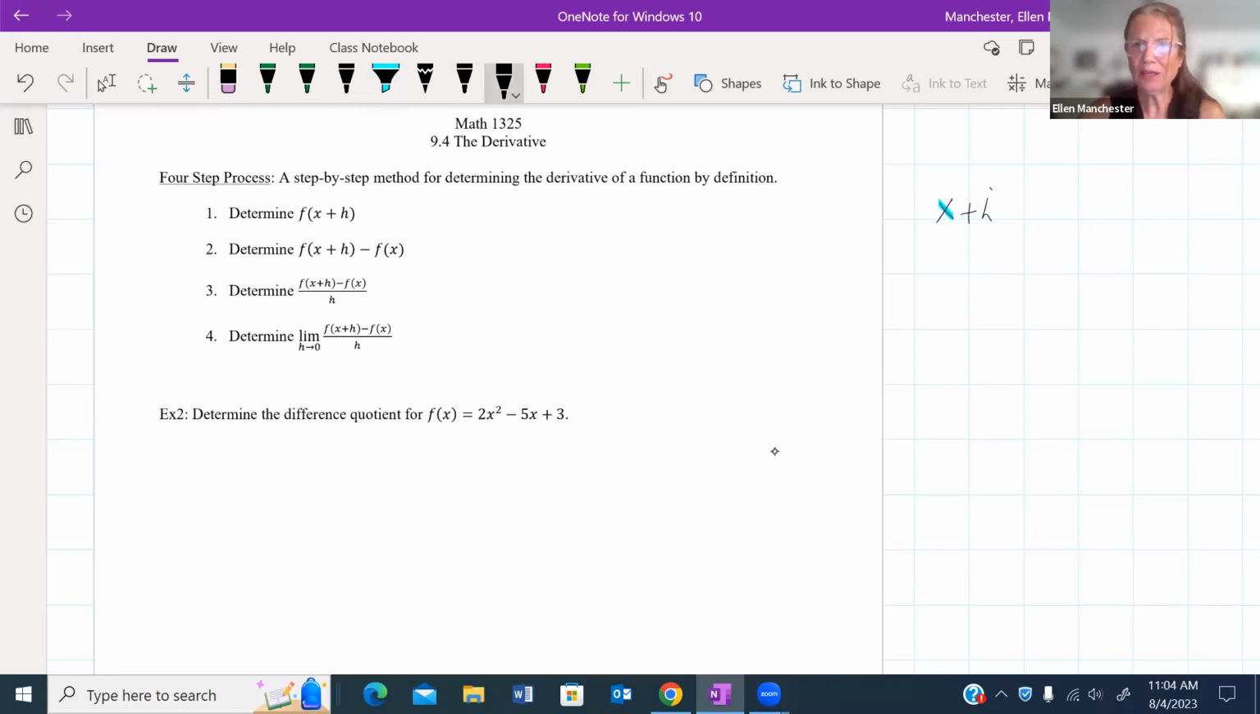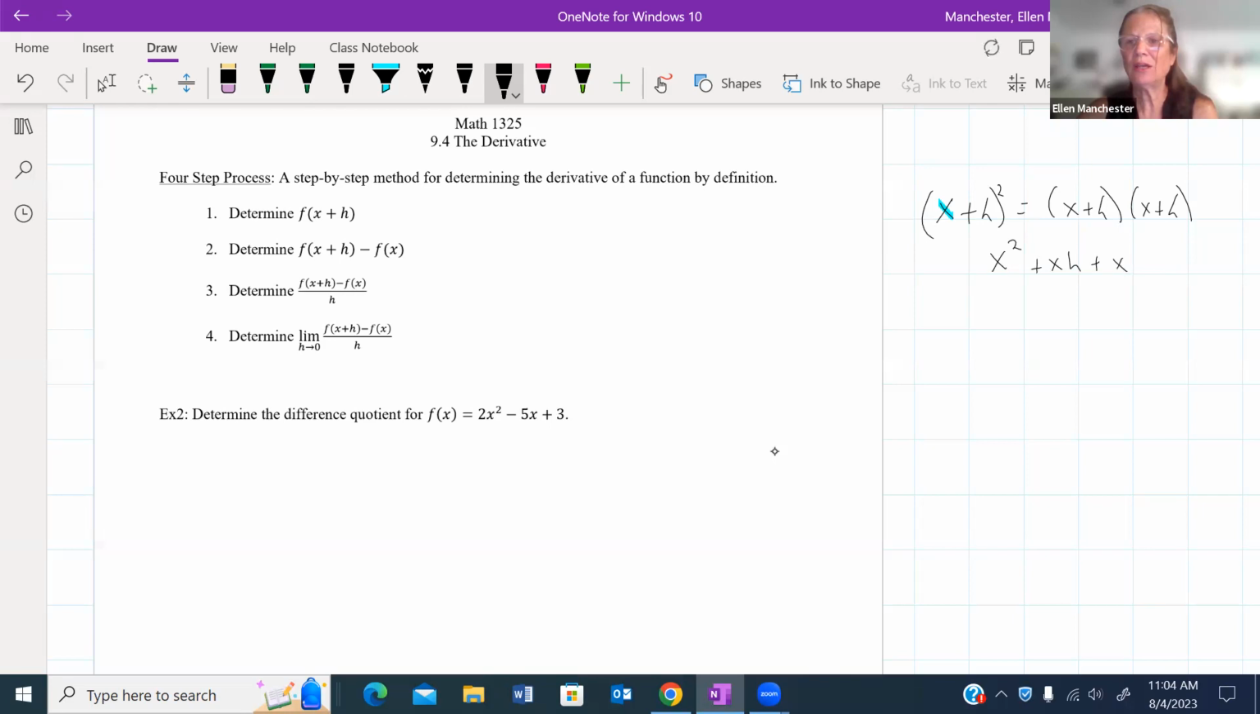Remember, x plus h squared is the same as x plus h times x plus h. So you're going to do the FOIL. And again, if you have this memorized, it just saves you this step. So x times x, that's your first. X times h is your outside.